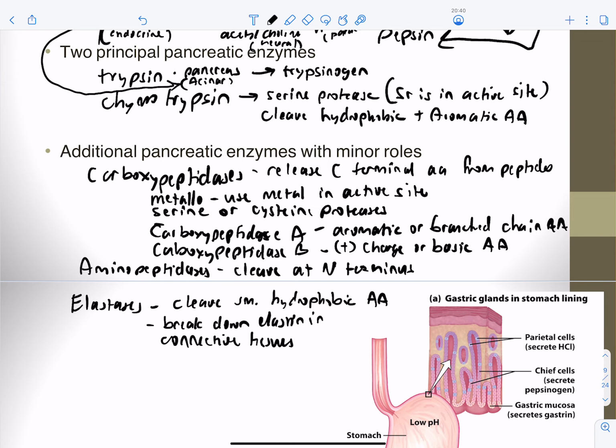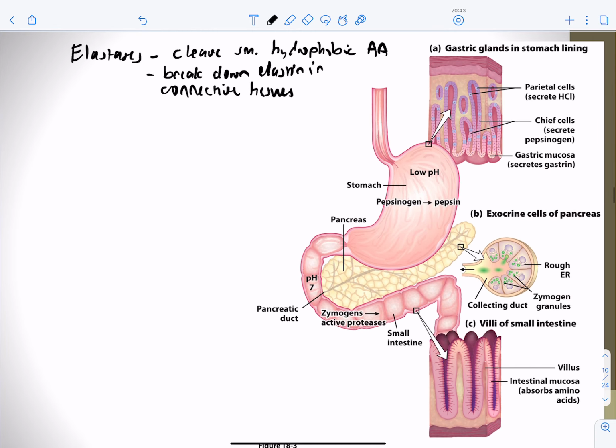All right, so now we have a picture, and this is just a picture of the digestive system. You have your gastric glands in the stomach lining. You have your parietal cells that are going to secrete hydrochloric acid. You have your chief cells that are secreting pepsinogen. And then you have your gastric mucosa, your G cells that are going to secrete gastrin. Just remember that gastrin is going to cause motility, and also it's going to cause your parietal cells to secrete hydrochloric acid.